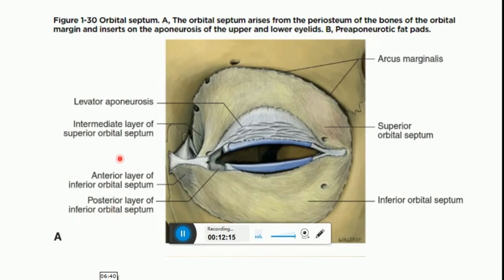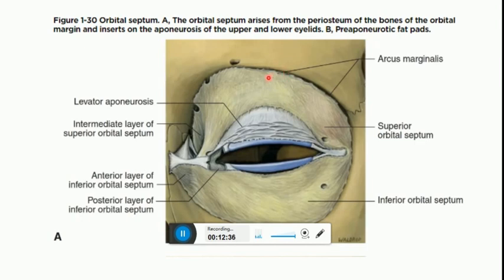Next, very important is the orbital septum. It is a thin sheet of connective tissue. It encircles the orbit as an extension of the periosteum of the roof and the floor of the orbit.